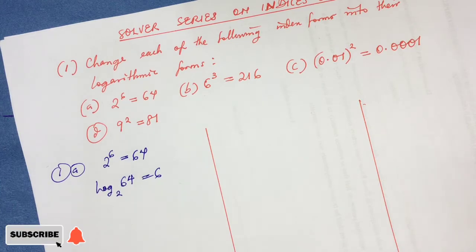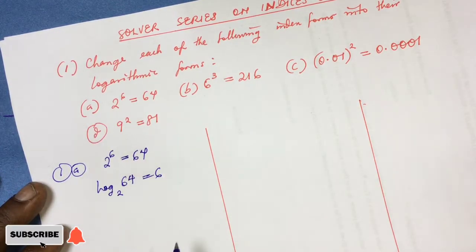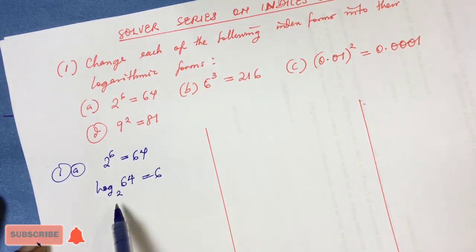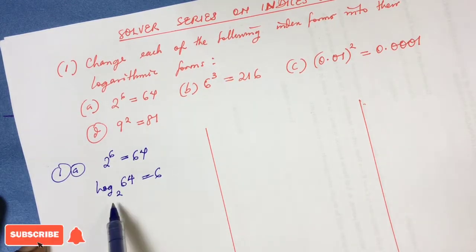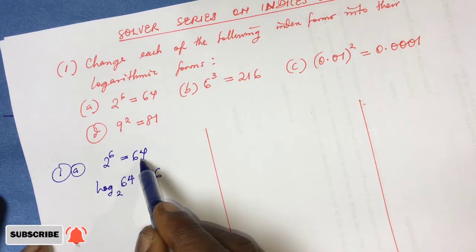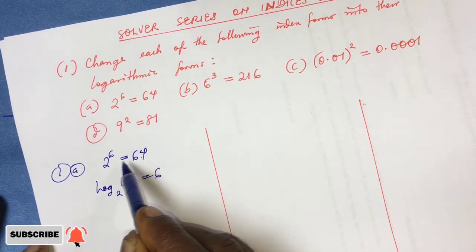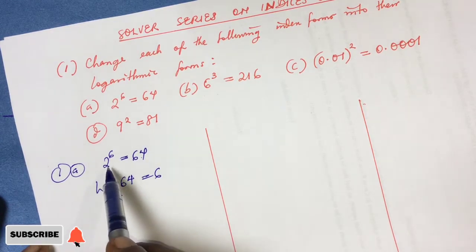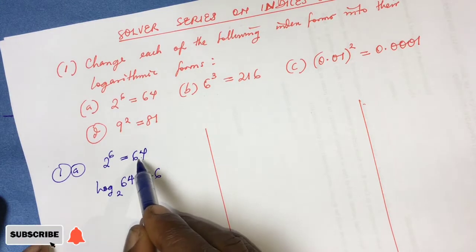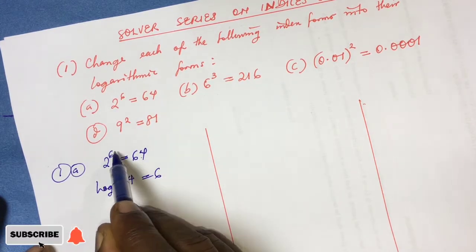So one way to go about putting this number in its logarithmic form is to use the definition of logarithm: the logarithm of a number in a given base is that number to which the base must be raised to get the number. So if I have 2 raised to the power 6 equals 64, it is only because the logarithm of 64 in base 2 is 6.